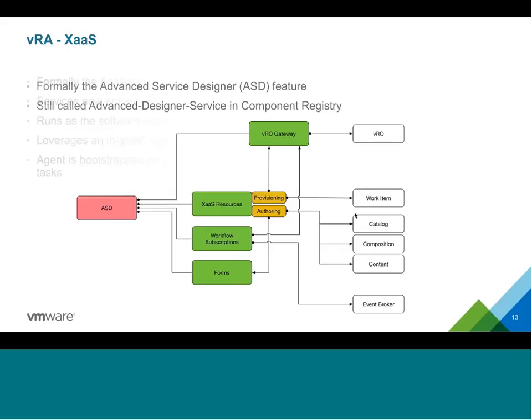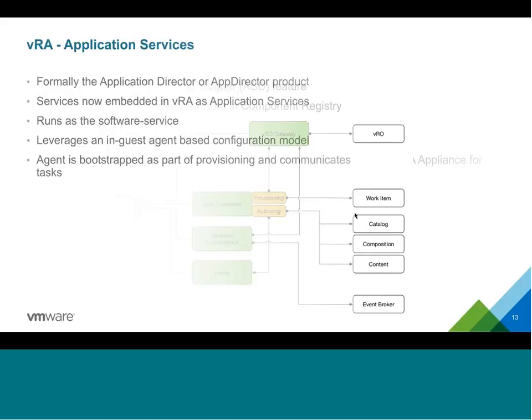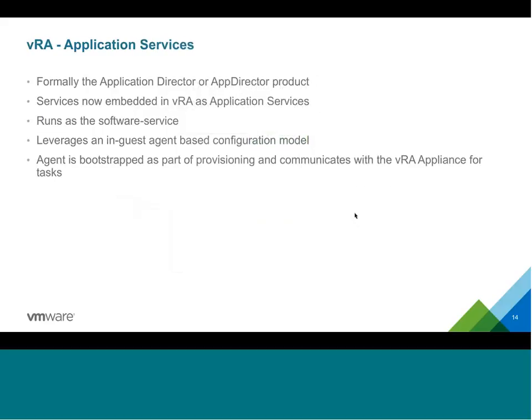And lastly, application services, which is new in 7.x. Previously we had Application Director, or App Director. That product is now integrated with vRA and is called application services. It runs the software service component and leverages the agent configuration model. If you want to do application-level or software-level provisioning, you need to have the agent for those endpoints. It is bootstrapped as part of provisioning and communicates with the vRA appliance for different tasks. It keeps the communication between the servers and the endpoints.